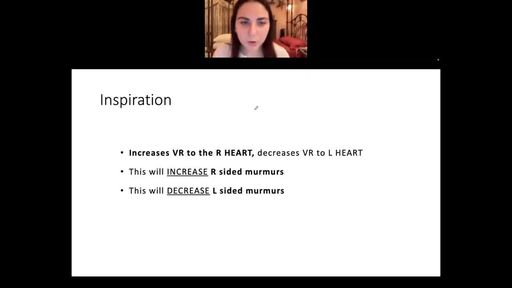And then inspiration, so just breathing in. Literally breathing in is apparently a maneuver. Who knew? But inspiration helps you with your right-sided murmurs. This is a very first-year physiology concept: when you breathe in, think of it as sucking the blood from the veins into the heart. So it's going to increase the venous return. Sorry, it's not preload, I'm increasing venous return. I have to remember not to do that. You're increasing venous return to the right heart and decreasing venous return to the left heart.